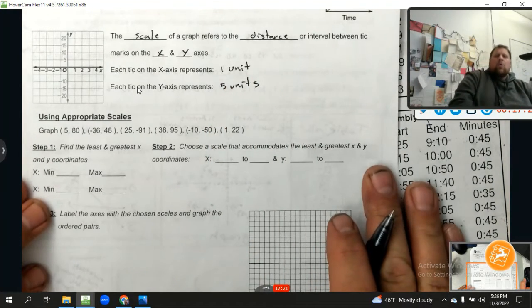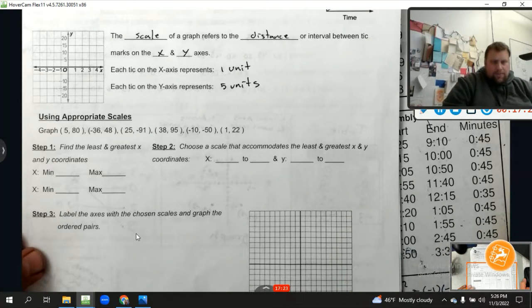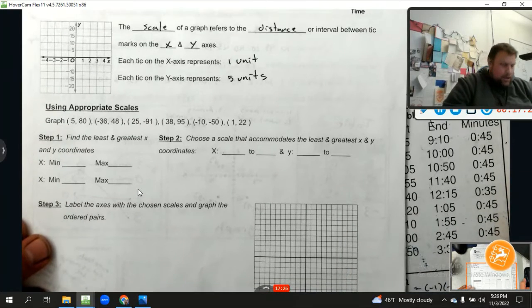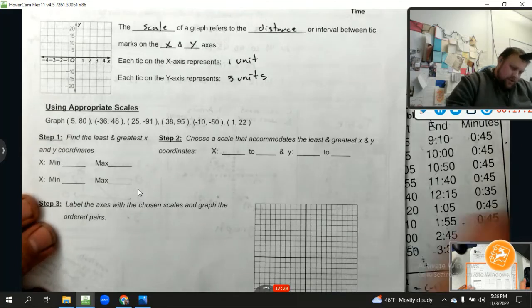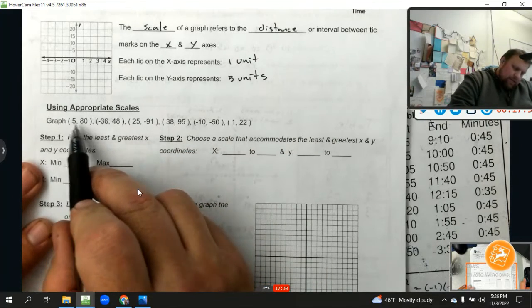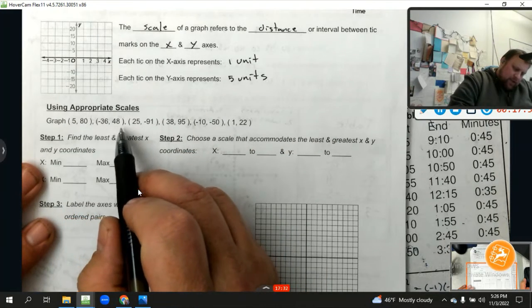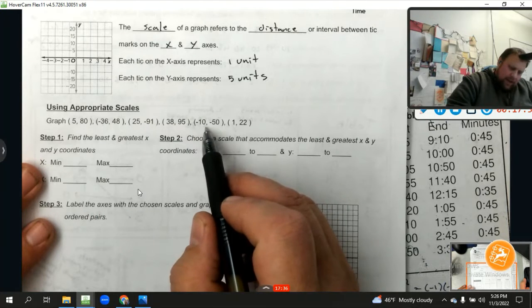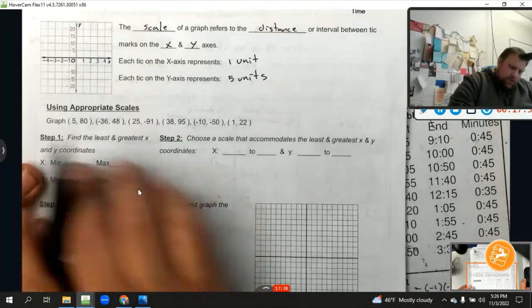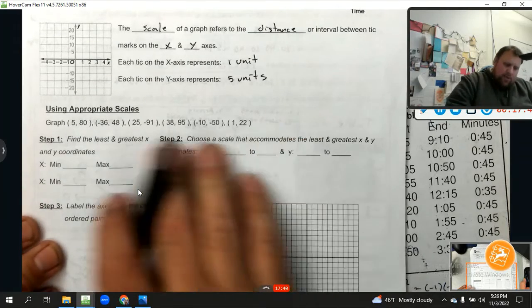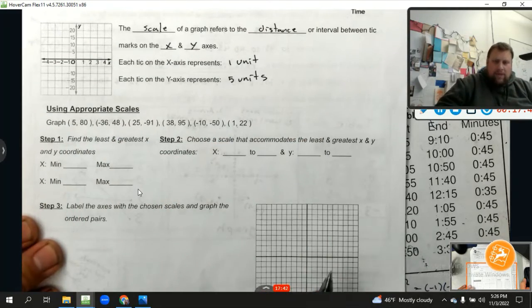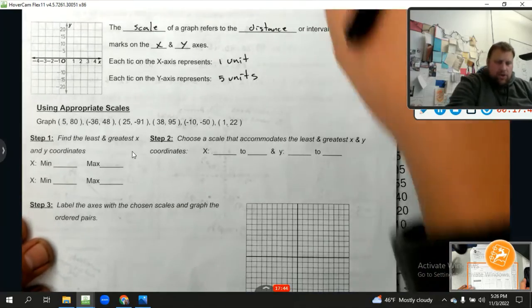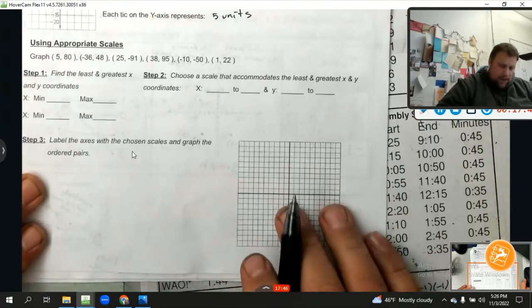We really got to work on our scale. So let's look right here. We're going to talk about using appropriate scales. Graph (5, 80), (negative 36, 48), (25, negative 91), (38, 95), (negative 10, negative 50), and (1, 2). These are all ordered pairs. Before we graph it, we have to determine what kind of scale we are going to use on our chosen set of axes right here.